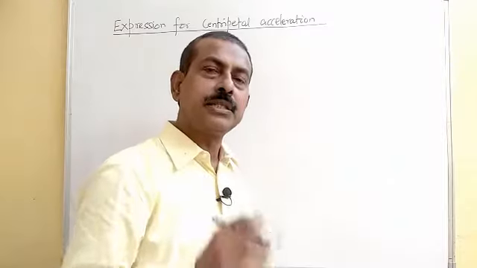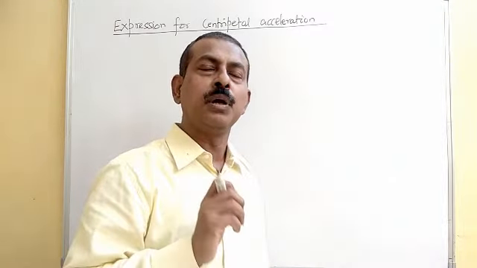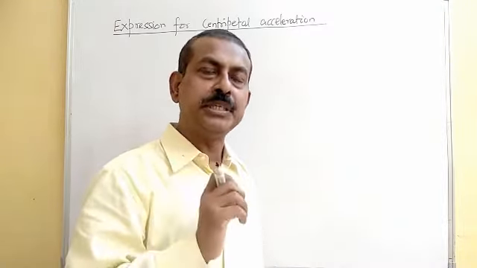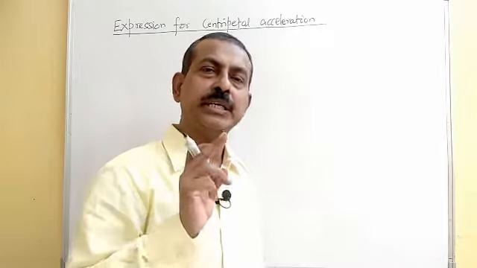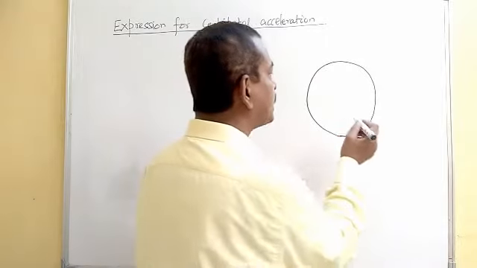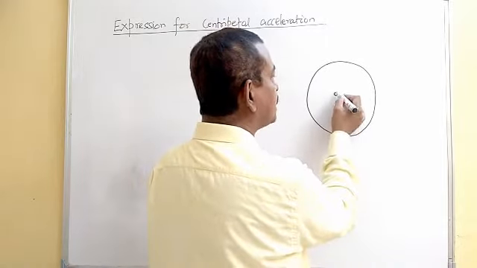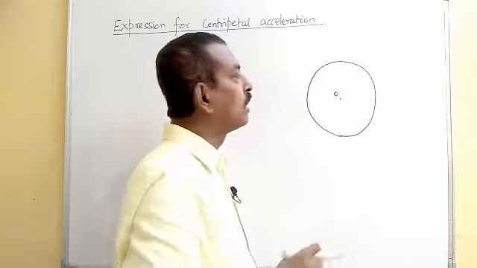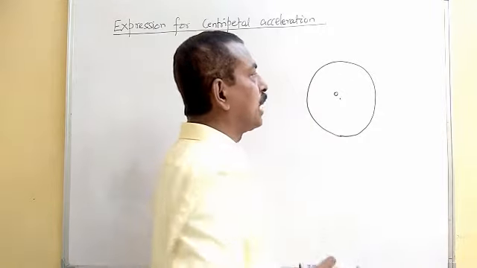Let's consider a body of mass m moving with uniform speed v along a circular path of radius r. Let's assume that this is the circular path of radius r and its center is at point O. The body is moving along the circular path with the speed v.